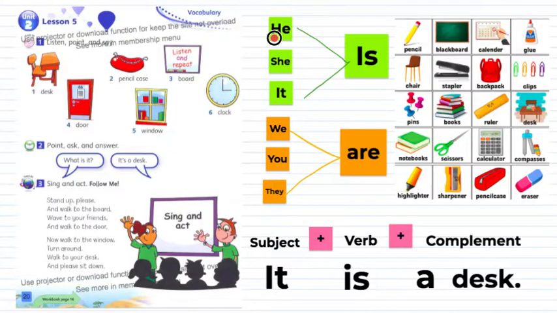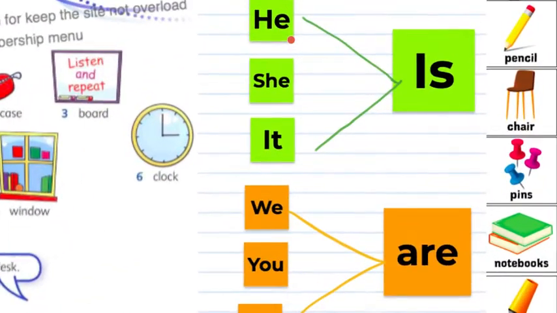So if you remember, he means él. She means ella. It means cosa o animal. And for these subjects, just like in Spanish, justo en inglés como en español, tú dices él es o ella es, it's the same in English. We say él es like he is. And if we say ella es, we say she is.